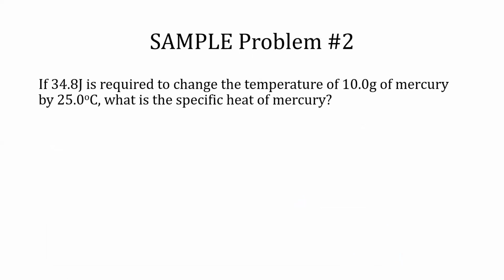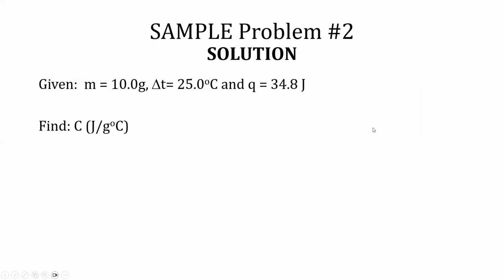Sample problem 2 is: if 34.8 joules is required to change the temperature of 10 grams of mercury by 25 degrees Celsius, what is the specific heat of mercury? Pause the video if you would like to try the problem. Press play to continue. The given information is mass equals 10 grams, delta T equals 25 degrees Celsius, and Q equals 34.8 joules.